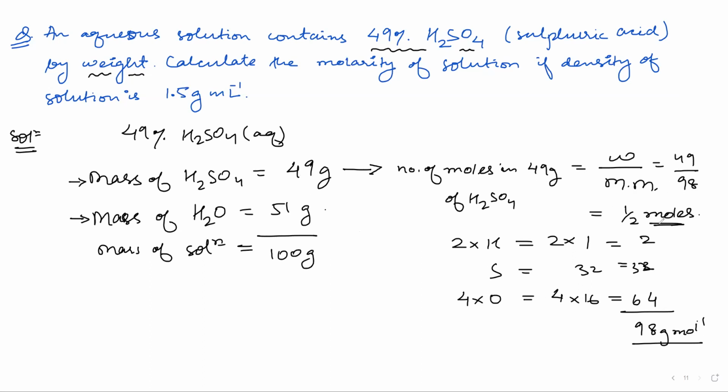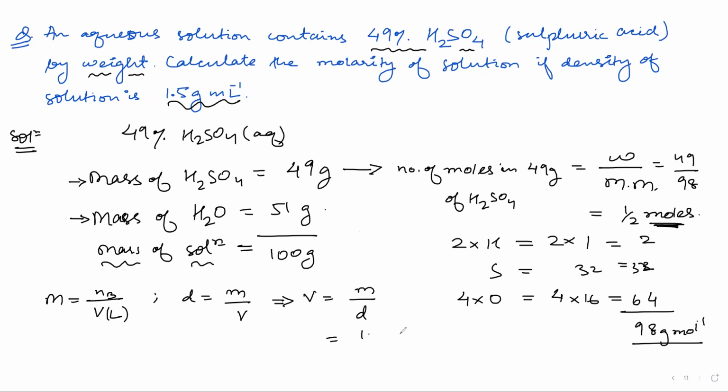Now, we have got the number of moles. In molarity, what do we need? Number of moles divided by volume in liters. We don't have the volume of solution, we have the mass of solution. To convert the mass of solution to volume of solution, we need the density. Density is equal to mass by volume, so volume is equal to mass by density. Mass is 100 grams, density is 1.5 grams per ml. So we can cut gram by gram and it will be 100 divided by 1.5 ml.